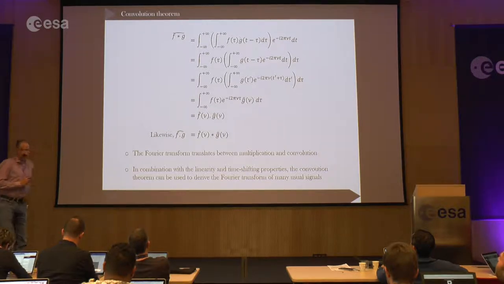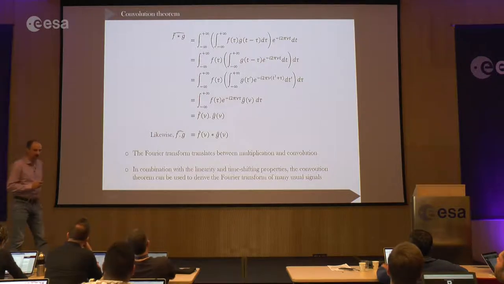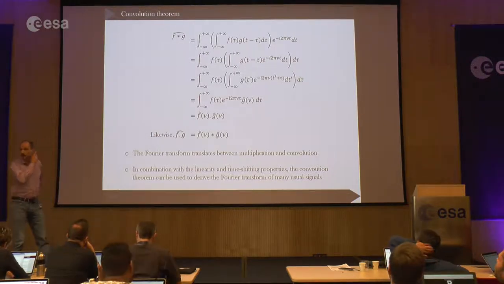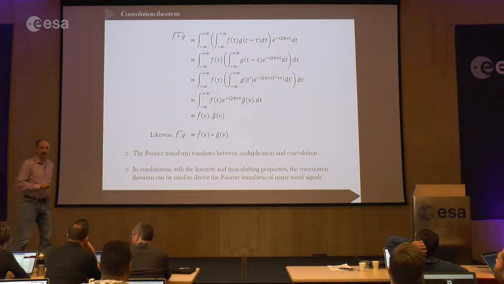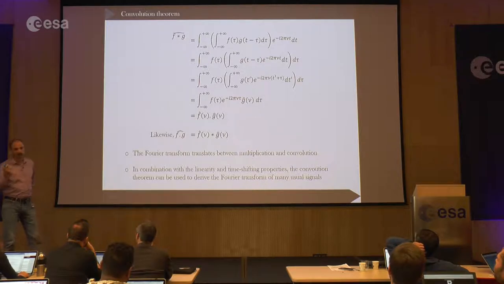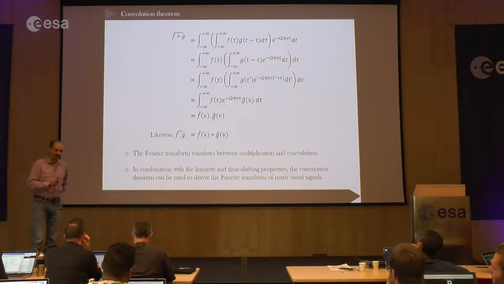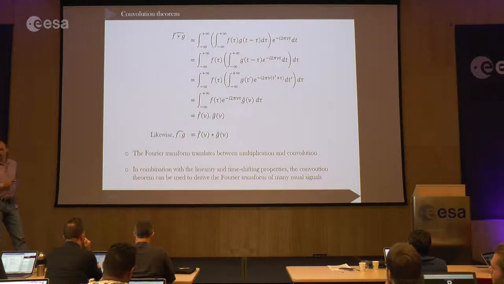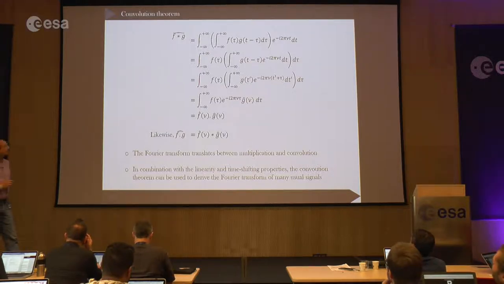Now, the convolution theorem. That one is very important because you can use it in many situations to figure out what the Fourier transform of your expected signal is. If, for example, you are looking for a specific type of signal in noisy data, it's good to have an idea of what your signal should look like in the Fourier space. And in many cases, you can find analytic expressions.